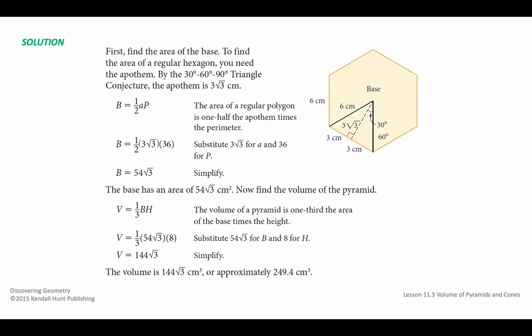Okay, now we're ready to use the formula that we learned. Volume equals 1/3 the base area times the height. So we were told the height was 8, so that's why we plug in 8 for the height. We just found the base area, 54 times the square root of 3, and then this 1/3 is part of the formula. When we multiply this out, we get 144 times the square root of 3, which is approximately 249.4 centimeters cubed. Remember that for volume, our units are cubed units of some kind, so centimeters cubed in this case.